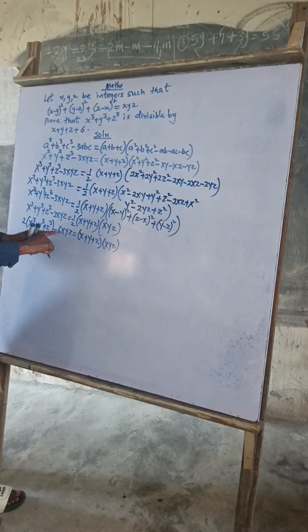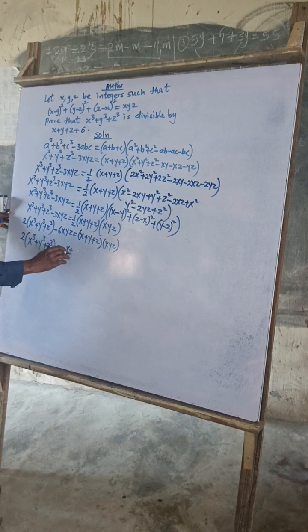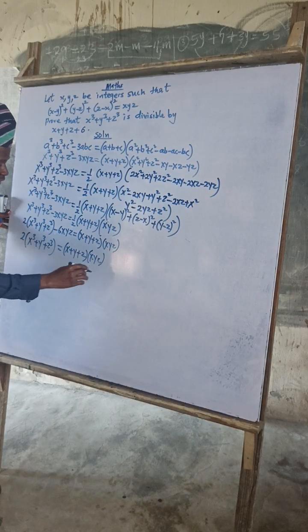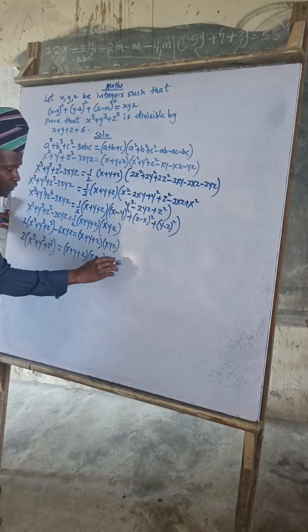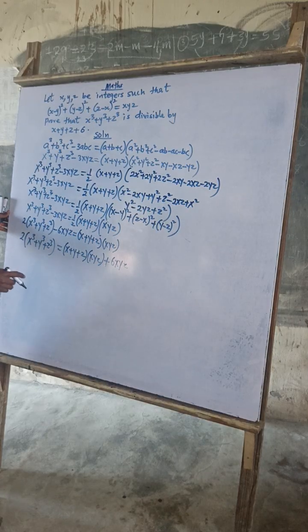Then we are going to take this to the other side of the equation. That is, the minus will change to plus. Then we have 2 open bracket x cubed plus y cubed plus z cubed equals to x plus y plus z, then into bracket x, y, z plus 6xyz, because this minus has changed to plus. Then they have a common factor. We have x, y, z as a common factor. We are going to factorize x, y, z out.